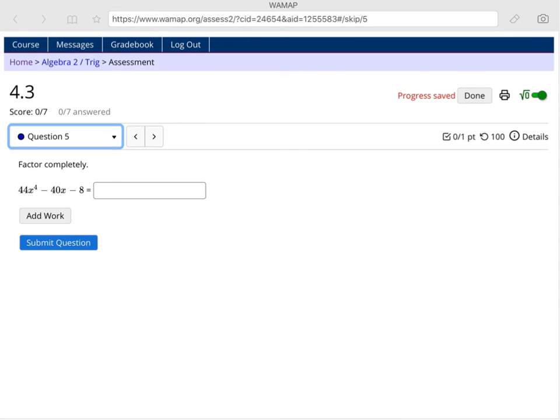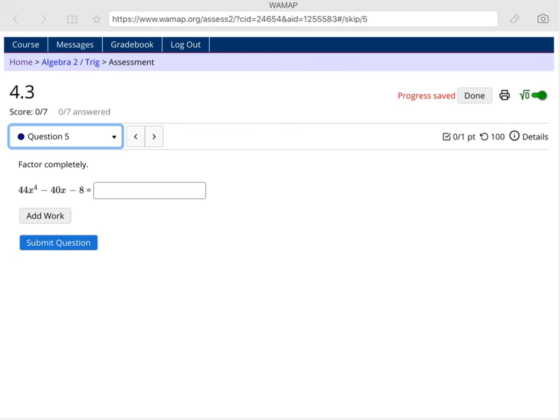So I have 4 times what? Well, I now am going to divide all 3 terms by 4. So 44x to the 4th. Well, 44 divided by 4 is 11. And the x to the 4th divided by 4, well, I already did the dividing by 4 part because I divided 44. I'm not dividing by any x's. And so the x part stays exactly the same because there's no x on the outside of the parentheses.